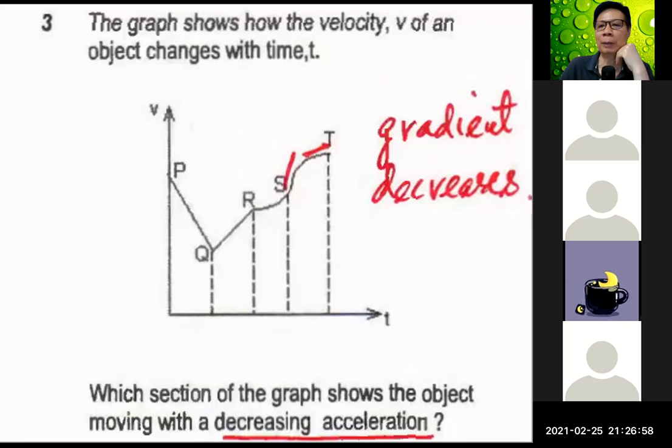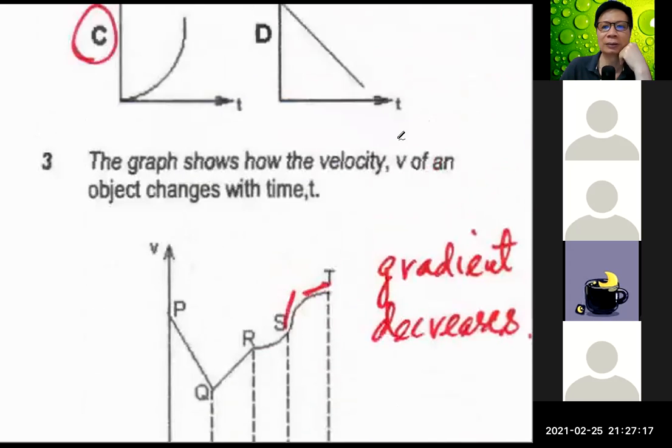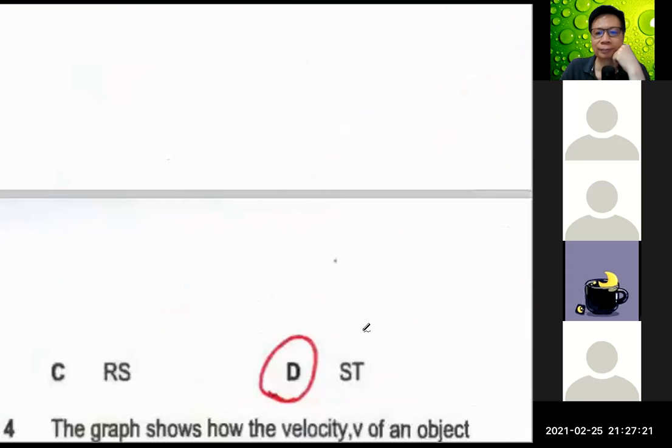Some I already got people give answer. Jiahe, Bernard, both of them say ST. Yes, correct. The answer is here lah, last part here, ST. This part is decreasing acceleration. Okay. ST. Okay. D lah. So the answer is here. Okay. So it's D. Okay.